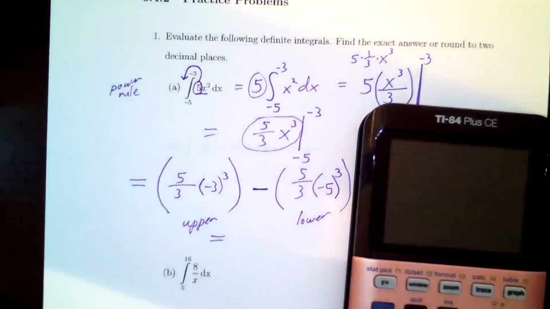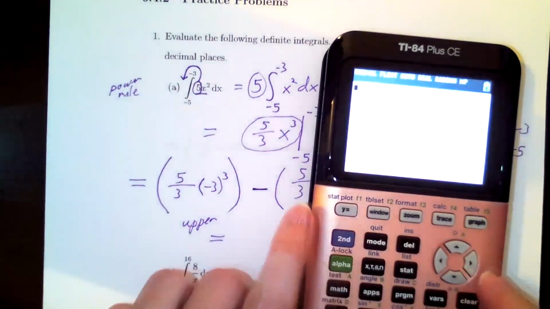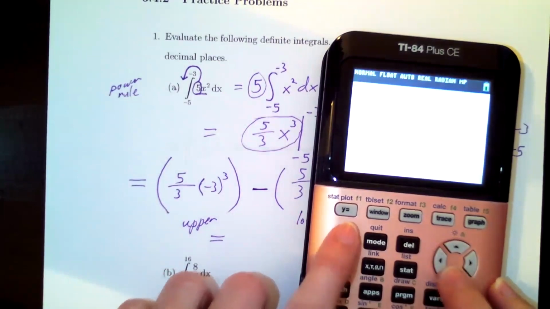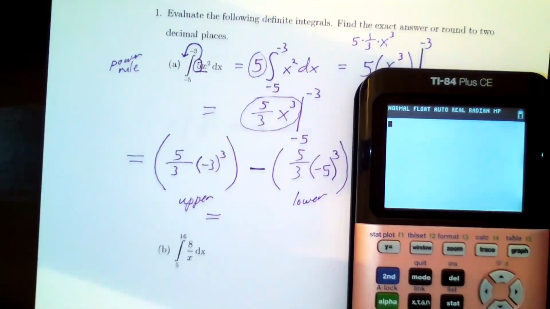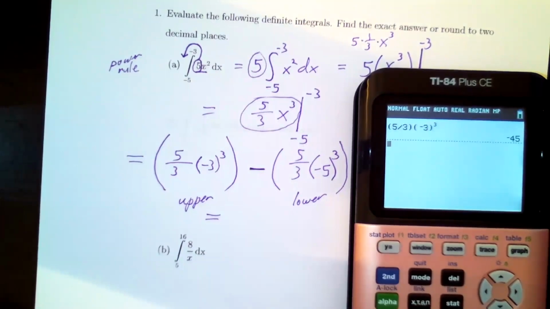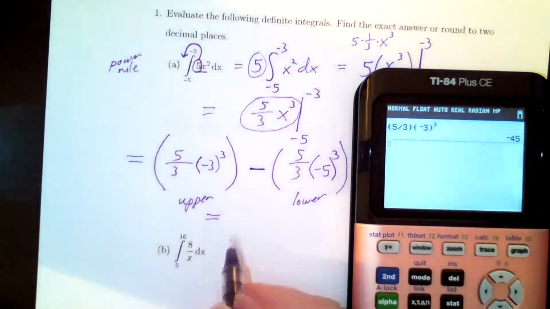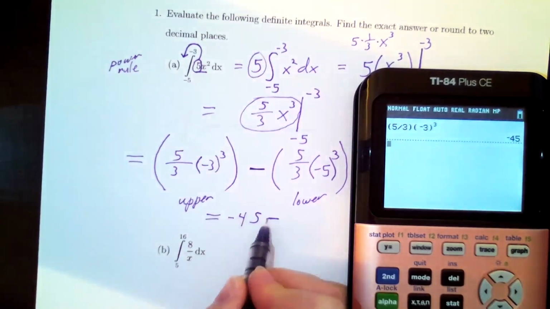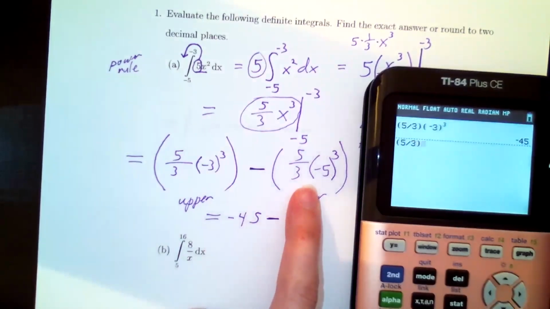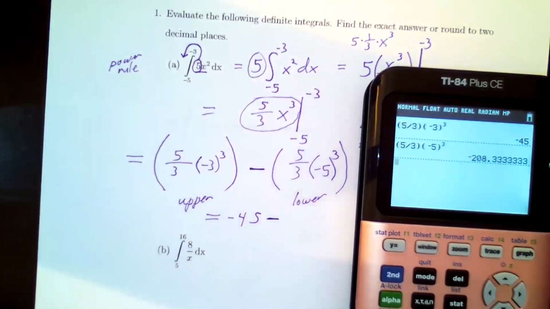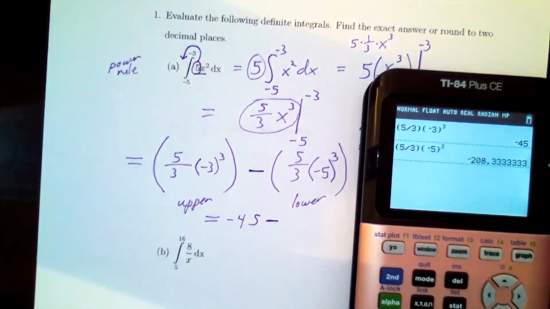Now you can do this in as many steps as you like to feel comfortable with it. Let me decrease the brightness so you can see my screen here. All right, so we have 5/3 times negative 3 cubed, and that gives me negative 45 from that term. And you subtract what we get here. So let's punch out this part. We have 5/3 times negative 5 cubed, which is negative 208.33333.